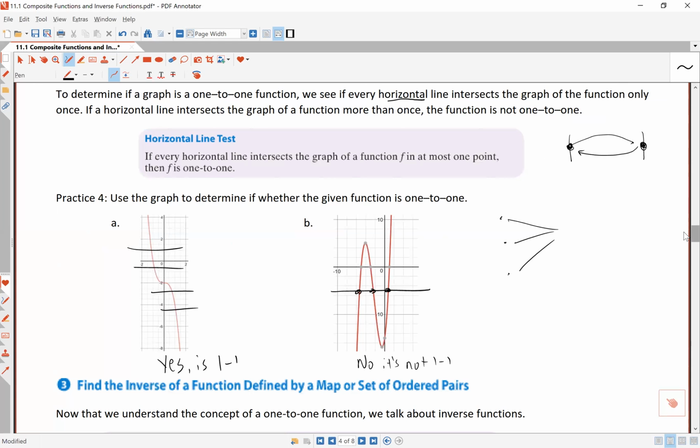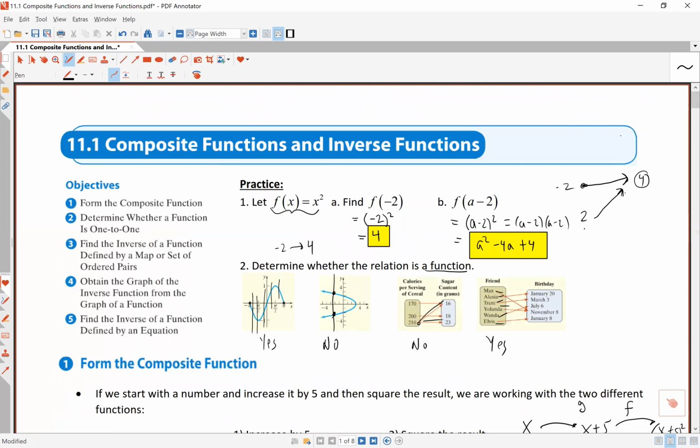And this concludes the video for section 11.1, Composite Functions and Inverse Functions. Objective 2, determine whether a function is one-to-one.